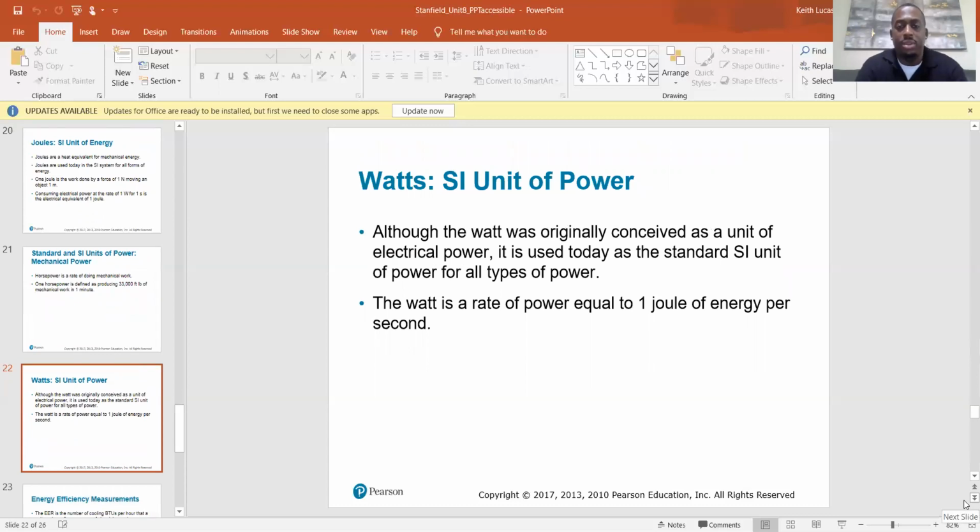Watts, the SI unit of power. Although the watt was originally conceived as a unit of electrical power, it is used today as the standard SI unit of power for all types of power. The watt is a rate of power equal to 1 joule of energy per second.